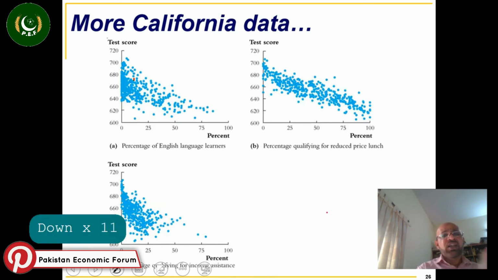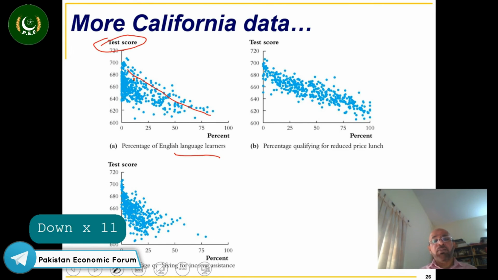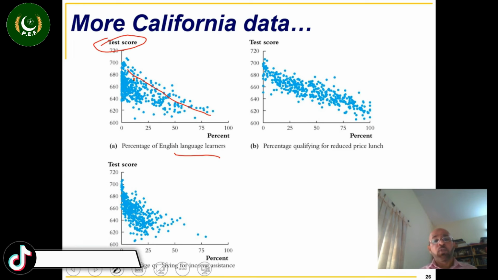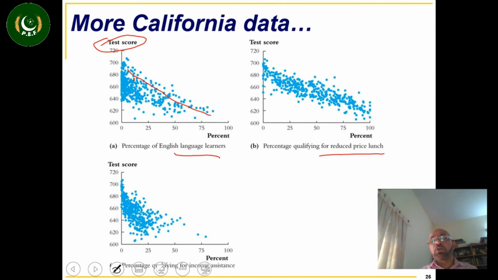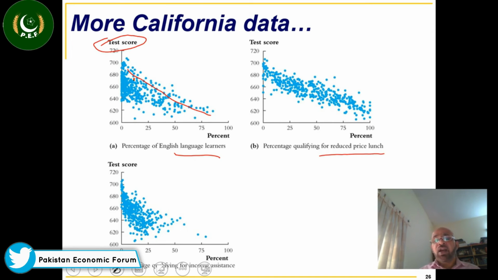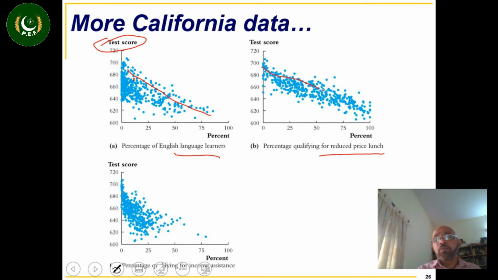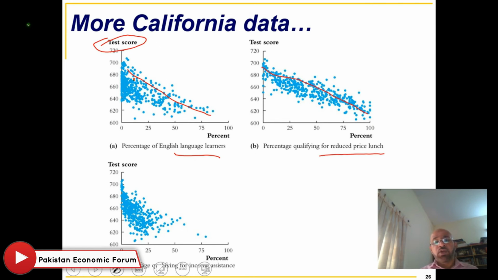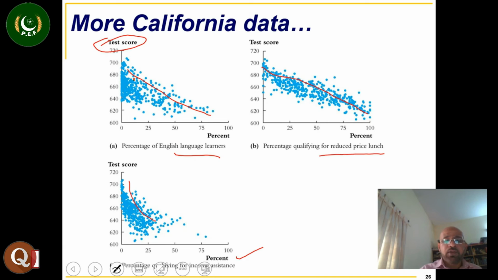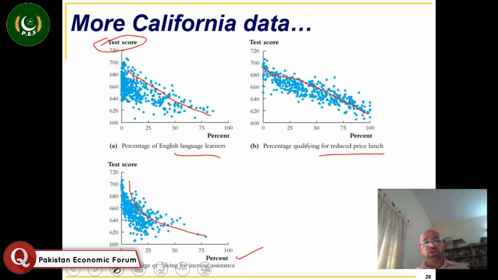So here you see test score and English learner percentage. In general, there is a negative relationship: the more English learners in a class, the lower the test score. In general, for students who get reduced price lunch, as this percentage goes up, test score is negatively associated with it. And similarly, income percentage assistance. So again, you have a negative association between these two variables.